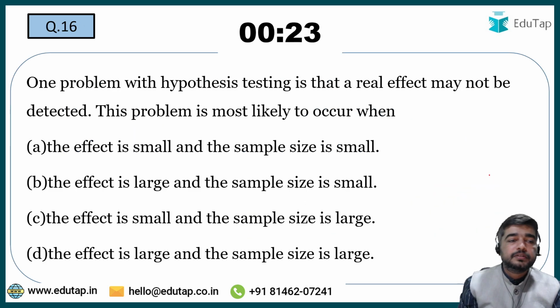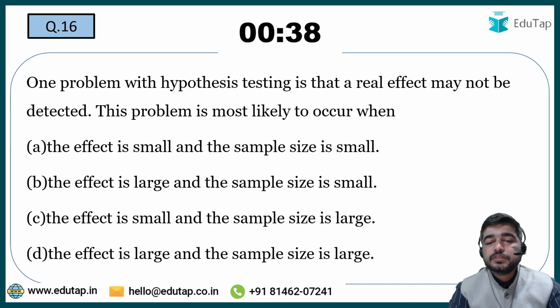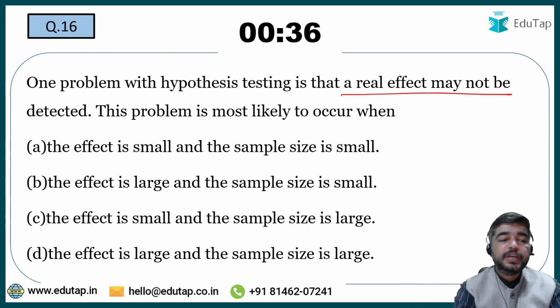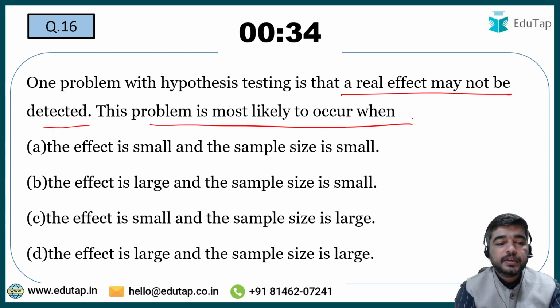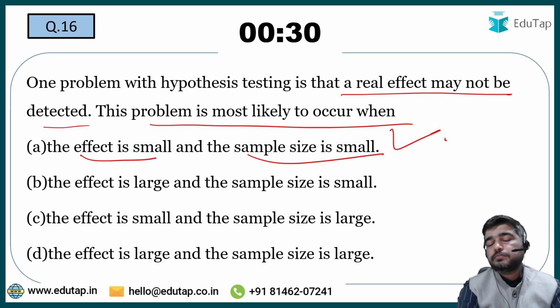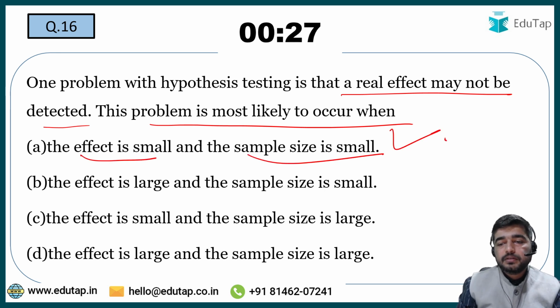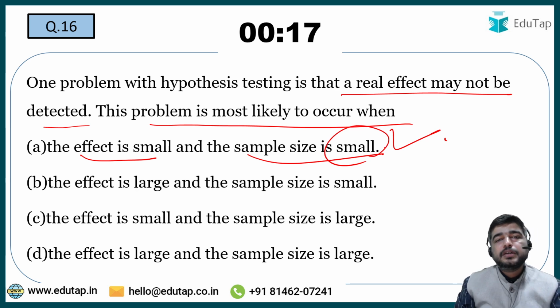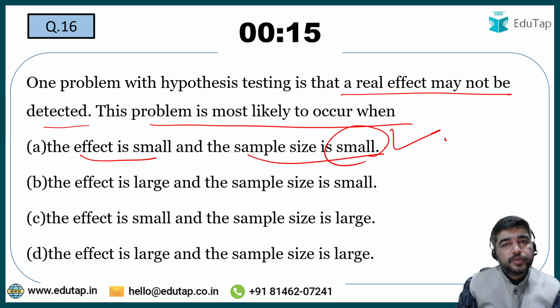Just learn it. One problem with hypothesis testing is that a real effect may not be detected. This problem is likely due to the effect being small and the sample size being small. This is the main reason. The data will not be distributed normally, and hypothesis testing will result in either type 1 or type 2 errors.